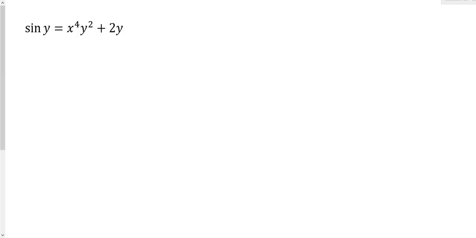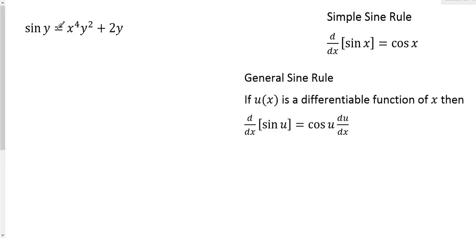All right, now let's take a look at this one. This one is a little bit more complicated, okay? So to take the derivative of this one, the first thing, well, we have this simple sine rule, but that's for the sine of x. Notice that the independent variable matches up with the independent variable of the sine. So we can't use that rule here. That's the simple sine rule. So we resort to the general sine rule, which is for taking the derivative with respect to x, but of the sine of u, where u is a function of x. u is a function of x, okay?